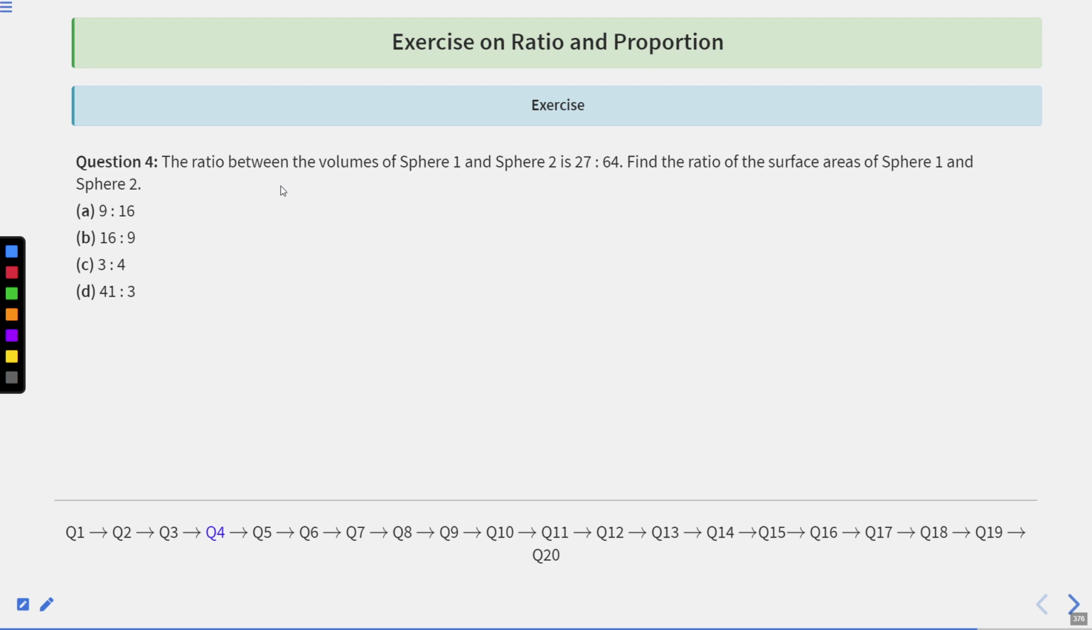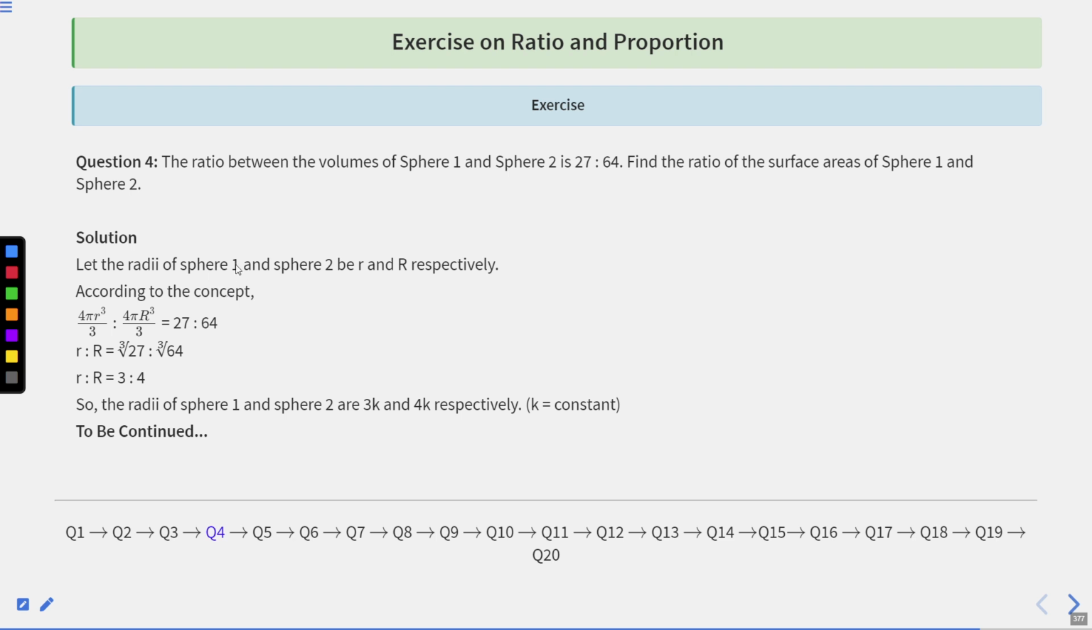Question number 4. The ratio between the volumes of sphere 1 and sphere 2 is 27:64. Find the ratio of the surface areas of sphere 1 and sphere 2.